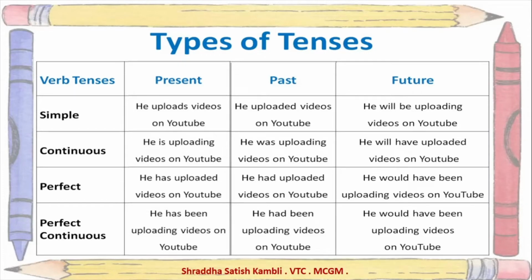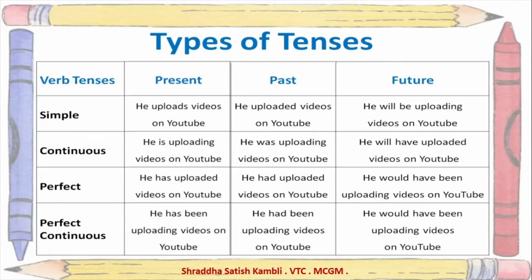Coming to the past tense, simple past, he uploaded videos on YouTube. Past continuous, he was uploading videos on YouTube. Past perfect, he had uploaded videos on YouTube. Past perfect continuous, he had been uploading videos on YouTube.